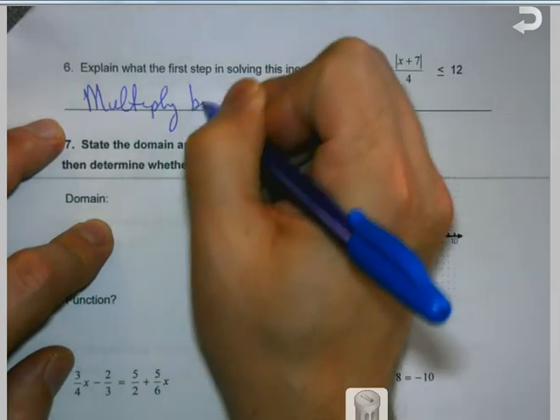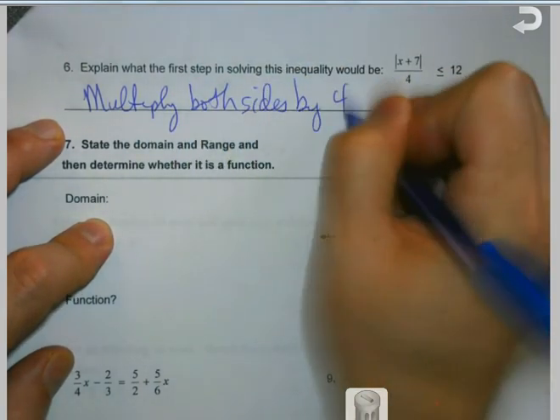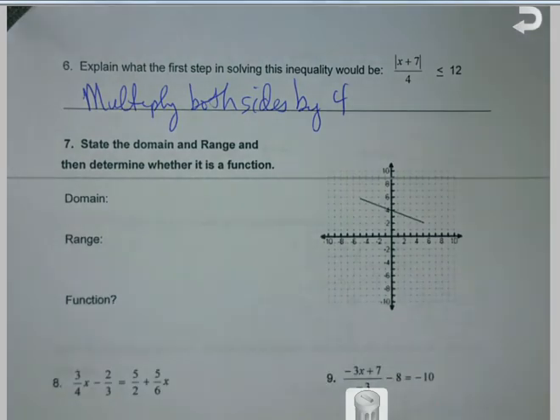Multiply both sides by 4. And yes, you've got to put both sides, because if you just put multiply by 4, I'm going to put a question mark on there. I'm going to be like, am I multiplying x plus 7 by 4? Am I just multiplying 4 by 4? What am I multiplying? So be specific in what you're doing.